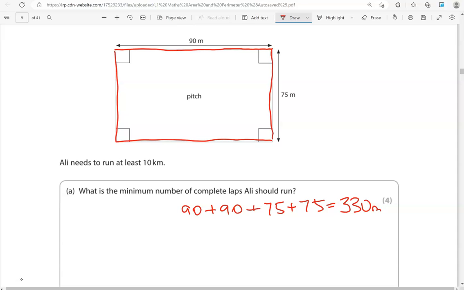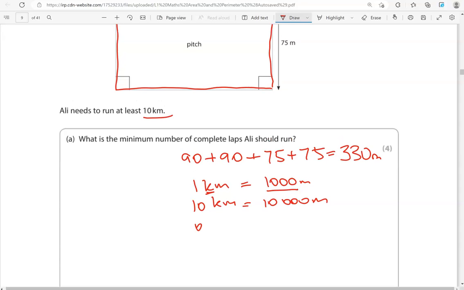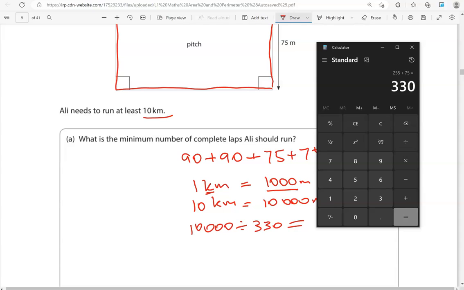He needs to run at least 10 kilometers. So how many meters are there in 10 kilometers? In 1 kilometer there are 1,000 meters. K means 1,000. So 10 kilometers will be 10,000 meters. So what we're going to do now is 10,000 divided by 330. So we can get how many laps it needs to do.